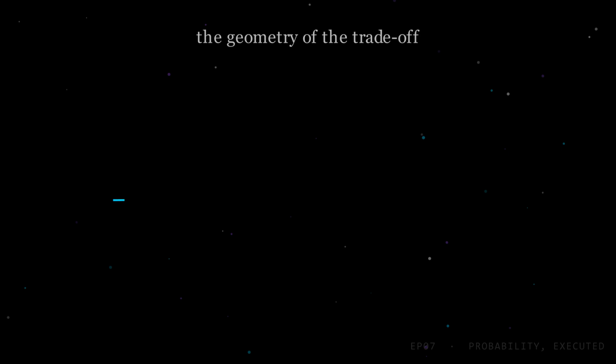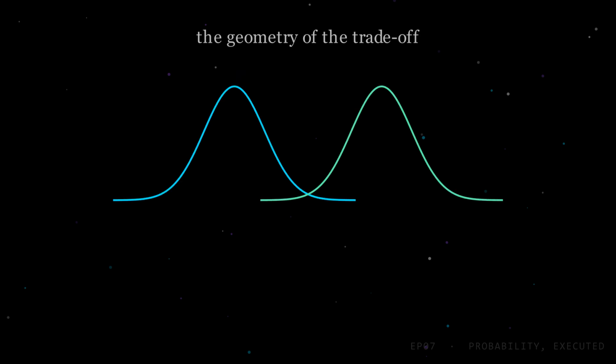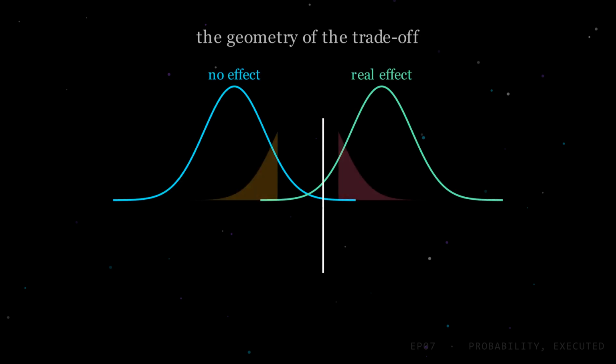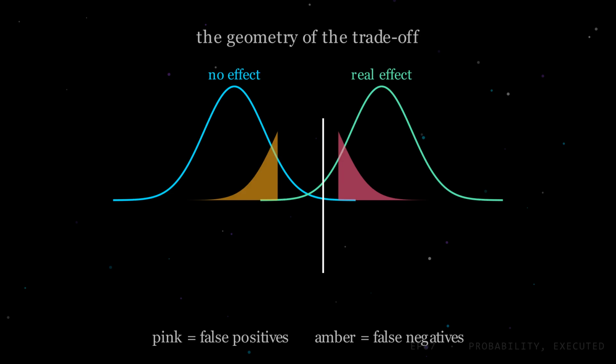Here's what's really going on geometrically. 2 distributions. The left one is what you'd see if there's no effect. The right one is what you'd see if the effect is real. Your threshold is a vertical line. Everything to the right of it gets called significant. The pink area is false positives, part of the no effect curve that lands past your line. The amber area is false negatives, part of the real effect curve that falls short. Slide the line and watch one grow as the other shrinks.